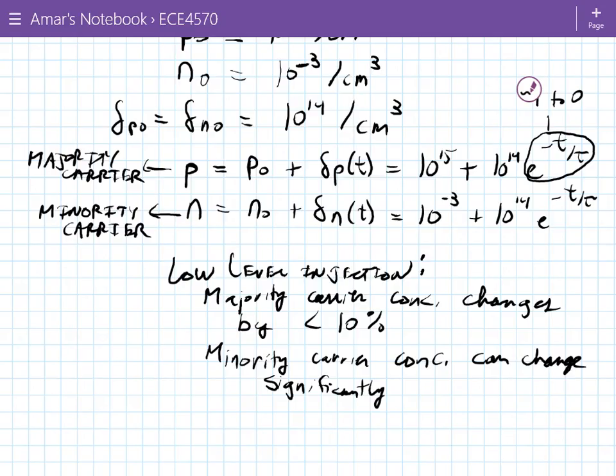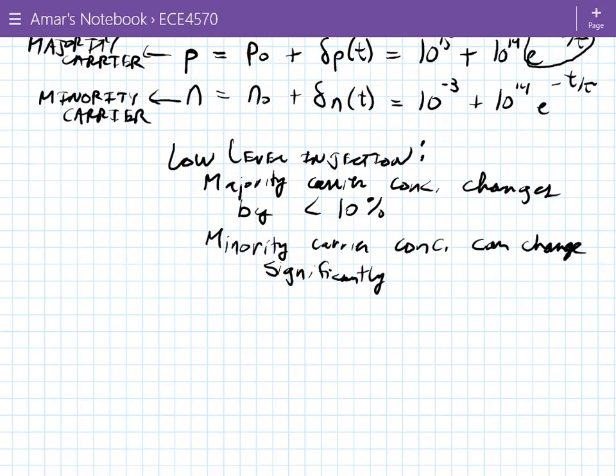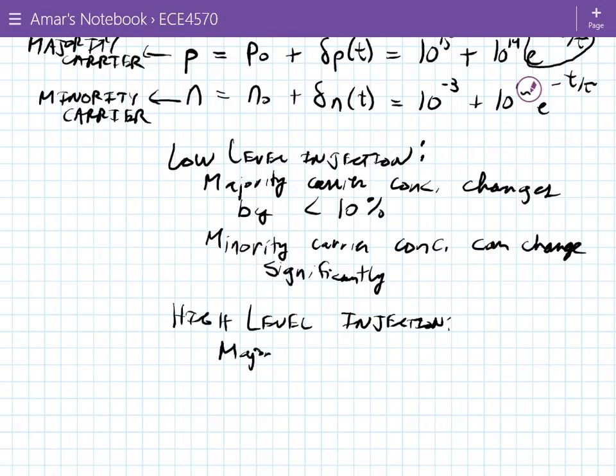High-level injection will be when the majority carrier concentration changes by more than 10%. Let me just write that down for clarity. High-level injection is when the majority carrier concentration changes by more than 10%.